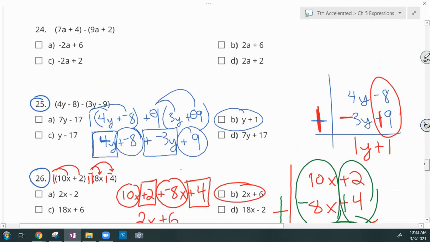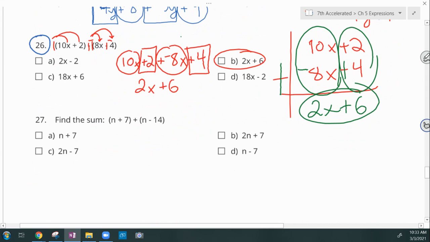Do I have any others? Nope, that's it. That's the review for the test. You'll also have a little extra credit for the ones like 25 and 26. So hopefully we can improve on the things that we had a little bit of difficulty with.